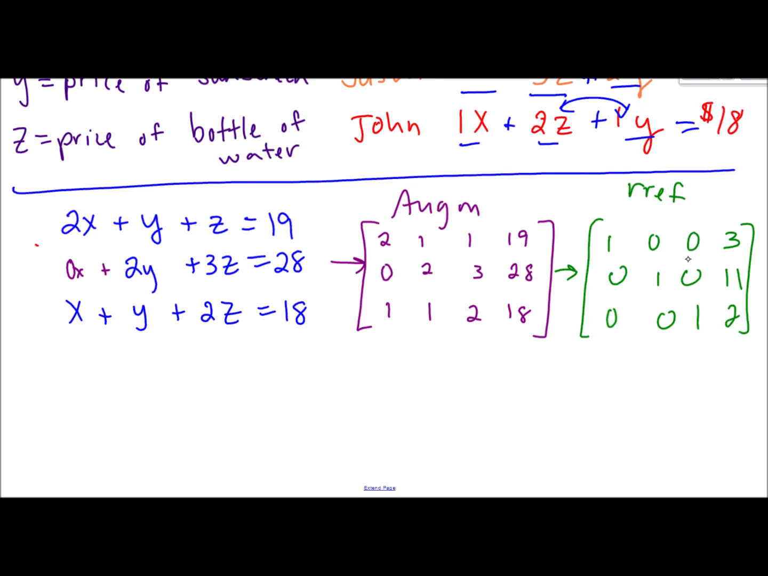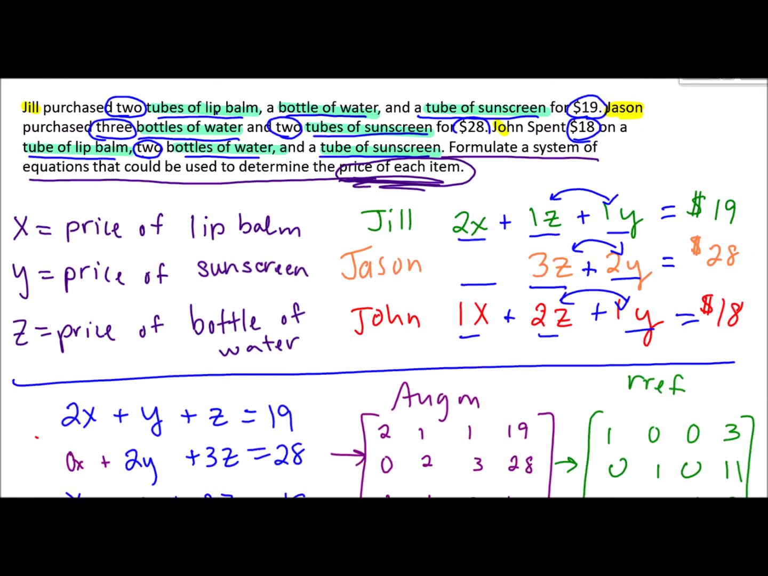So first row says x equals 3. Second row says y equals 11. Third row, z equals 2. Now we use matrices to solve this problem, but it's an application problem. So once you find x, y, and z, you're going to have to go back to the actual problem and remind yourself of what you were determining and what each value stood for.